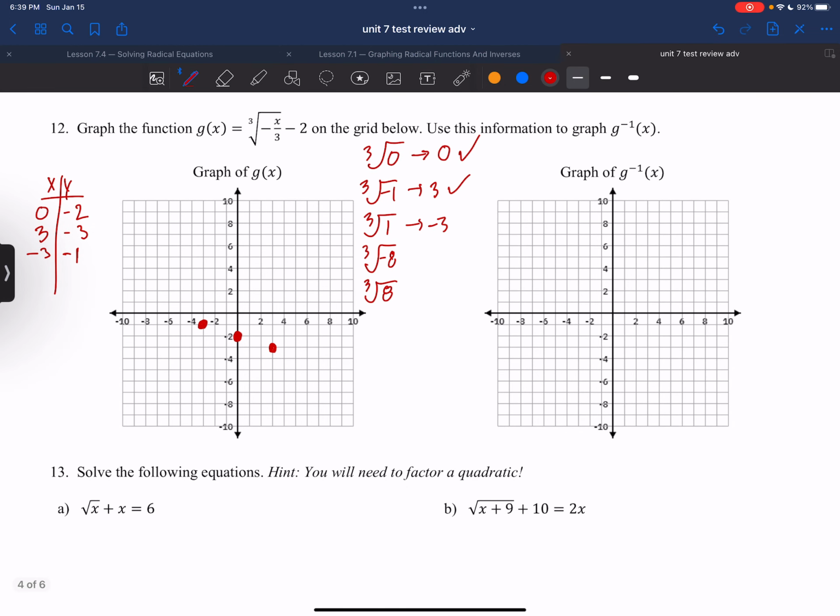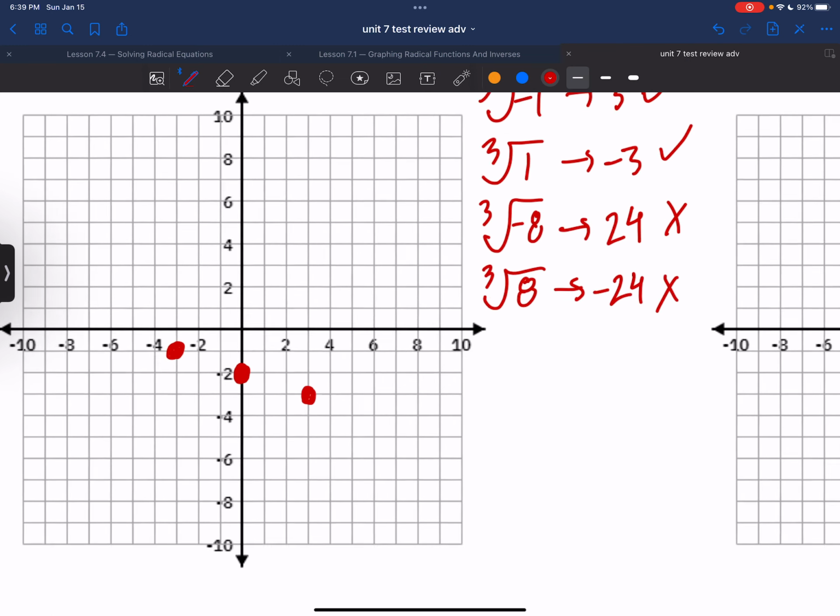To get negative 8, I would need 24, and that's not going to be graphable. And neither is negative 24. So those are my 3 points. That's good enough. So let's try and get this curvature right here.